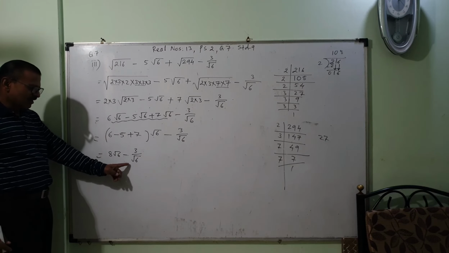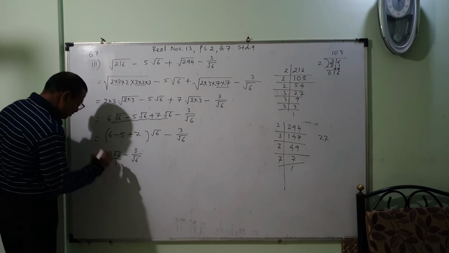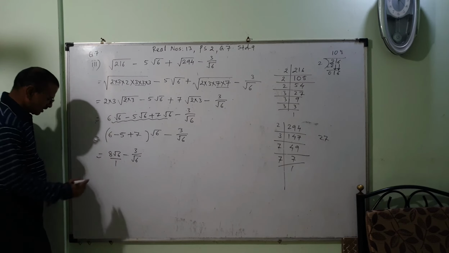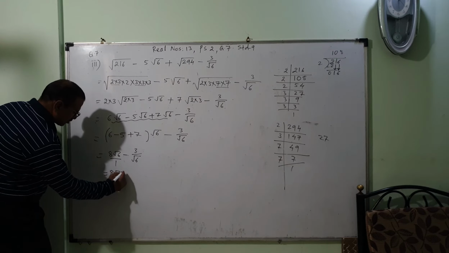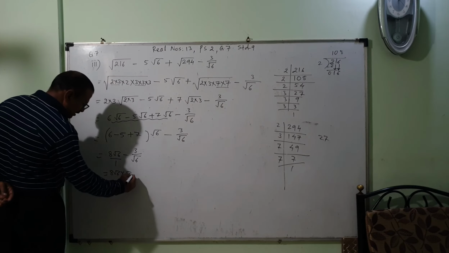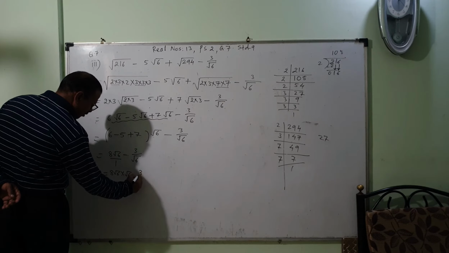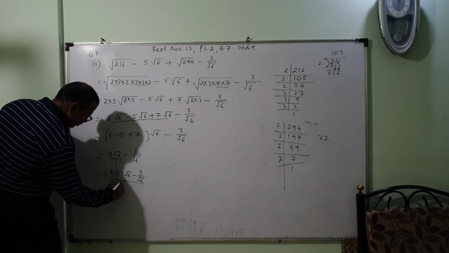Now see the denominator. I have to cancel the denominator. So I will do cross multiplication, this into this, so that is equal to 8 root 6 into root 6 minus 3 upon 1 into root 6.